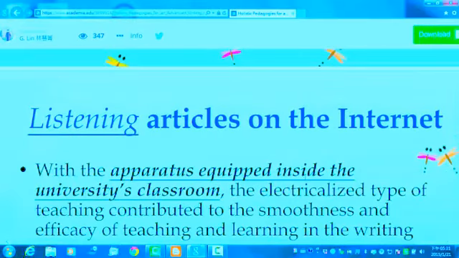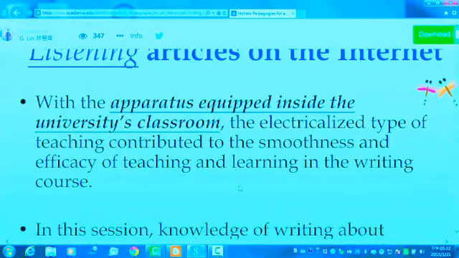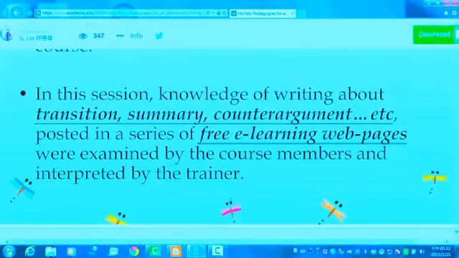In a listening article on the Internet, with the apparatus equipped inside the university's classroom, the electronicalized type of teaching contributed to the smoothness and the efficacy of teaching and learning in the writing course. In this session, knowledge of writing about transition, summary, counter-argument, etc., posted in a series of free e-learning web pages, was examined by the course members and interpreted by the trainer.